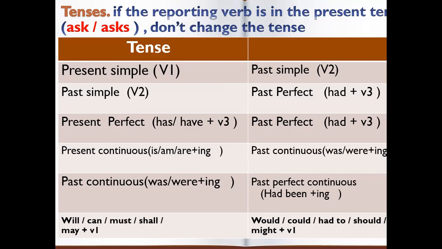Is, am, are plus ing, we change them into was, were plus ing. Was, were plus ing, we change them into had been plus ing. And here are the changes of some modals: will, would, can, could, must, had to, shall, should, may, might. Don't forget, always after modals we use the base form of the verb. Okay?